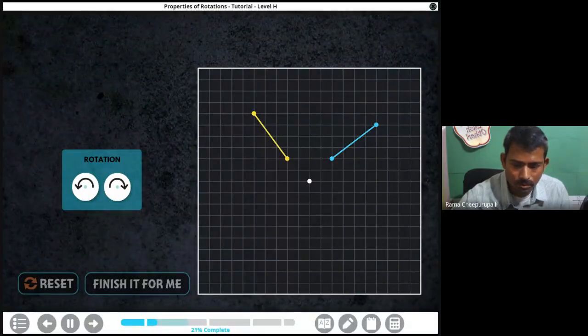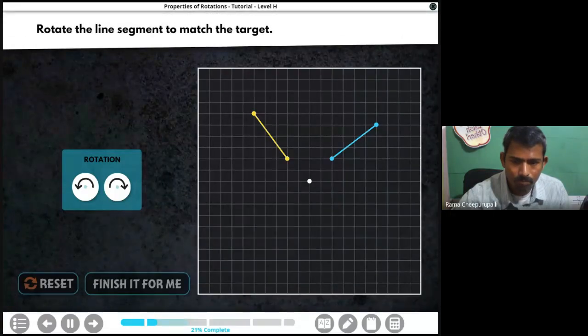Now you will use the app to match the target. The target is always the blue figure. Rotate the line segment to match the target.